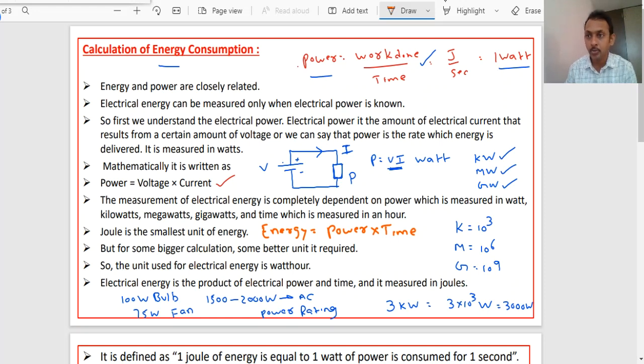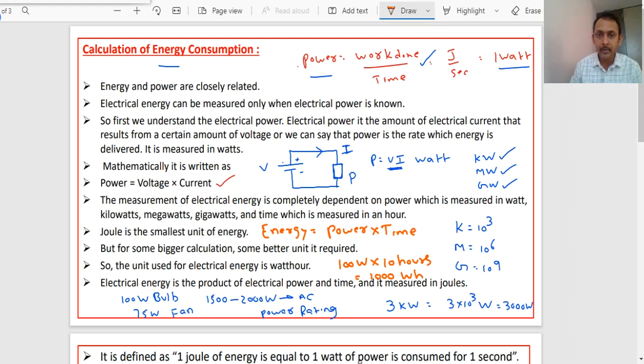For example, you switched on the fan, the fan is drawing 100 watts of power, but the fan is continuously kept in on position for 10 hours. Then the energy consumed by the fan is equal to 100 into 10. It will be 1000. What are the units? Watt hour, Wh. Very, very important, dear students.